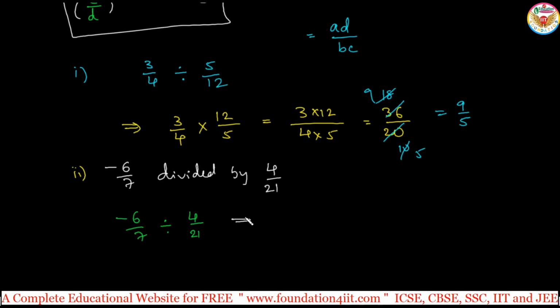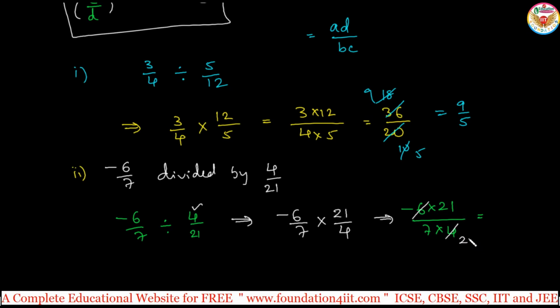Now after writing this, the first rational number stays as it is, it should not change. Whenever you keep the multiplication symbol, then reverse, because division is the reverse of multiplication. So if the division symbol becomes multiplication, immediately this 4 by 21 you write as 21 by 4, the reciprocal of that. And now we can directly apply the normal multiplication process: minus 6 into 21 by 7 into 4. Instead of multiplying out, you can simplify like this also.